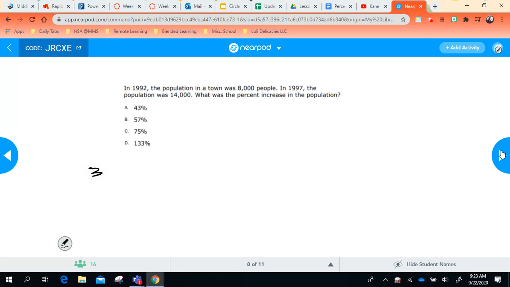Okay, let's go ahead and look at our first problem. For these types of problems, we have a different way of working it out. So let's go ahead and read. We're going to do like normal. Read once, read twice. In 1992, the population in a town was 8,000 people. In 1997, the population was 14,000. What was the percent increase in the population?